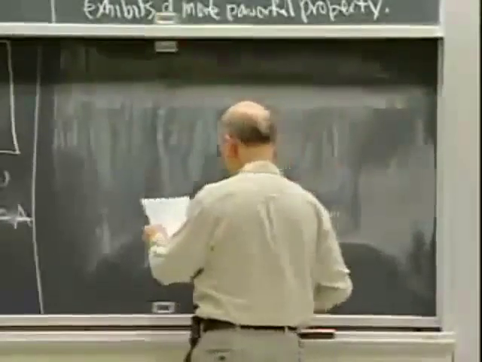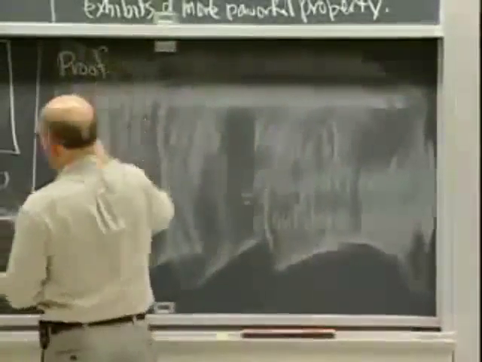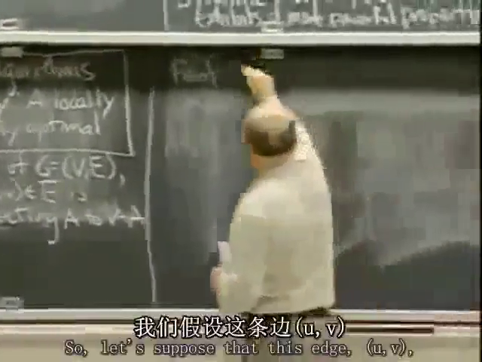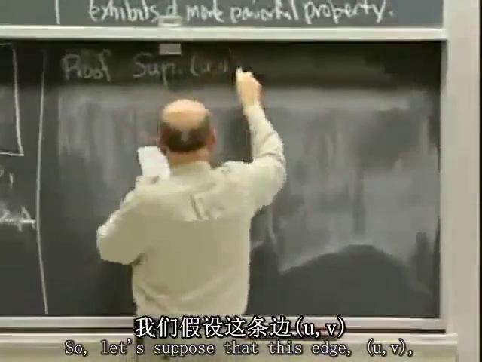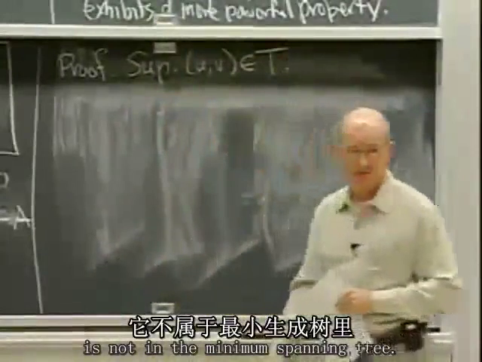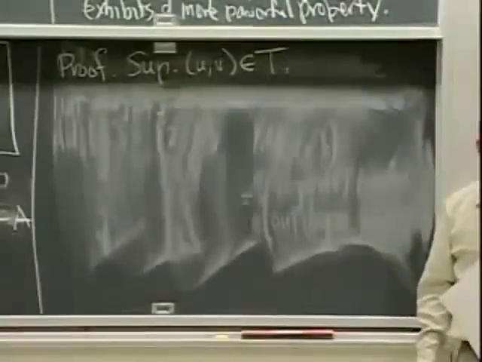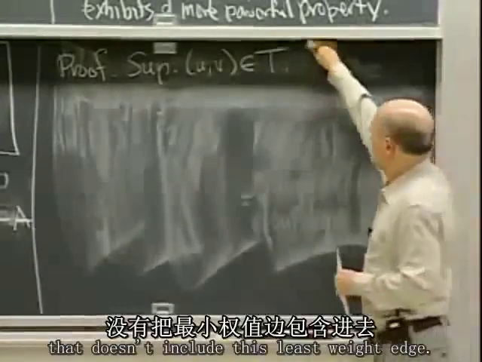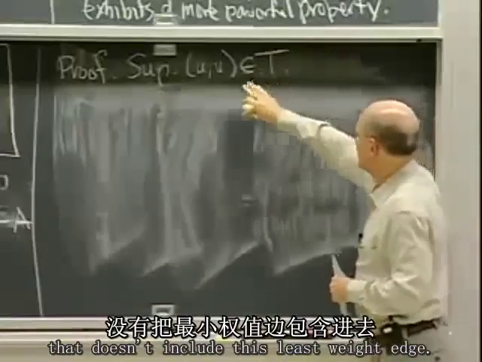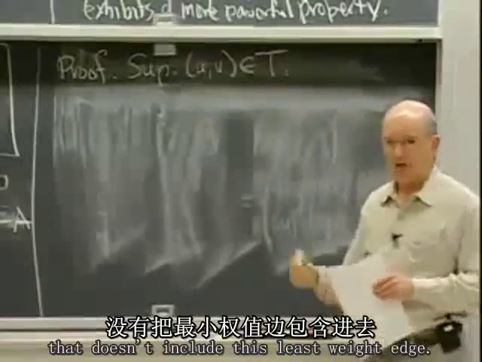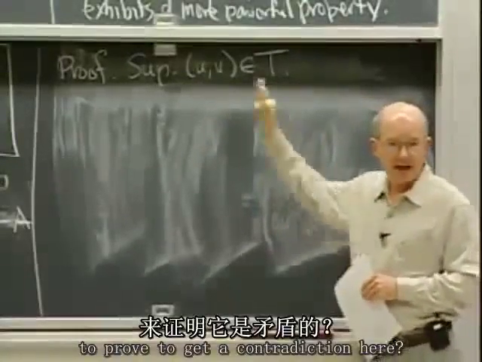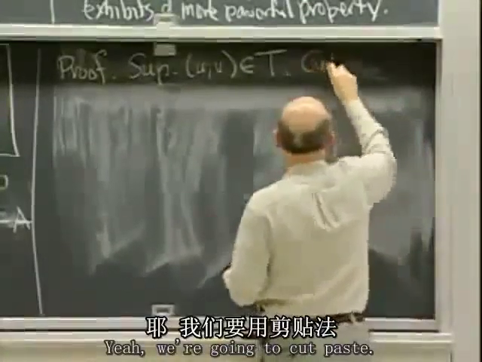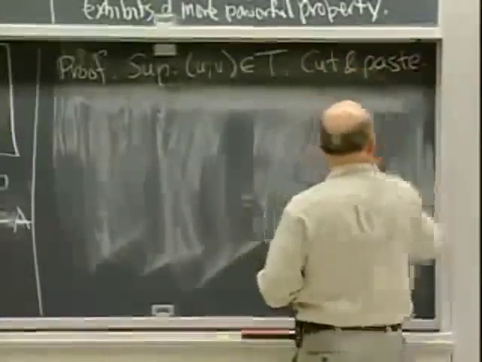So we have UV is the least weight edge connecting A to V minus A. So let's suppose that this edge UV is not in the minimum spanning tree. Okay, let's suppose that somehow there's a minimum spanning tree that doesn't include this least weight edge. Okay? So what technique do you think we'll use to get a contradiction here? Cut and paste. Good. Yeah, we're going to cut and paste.